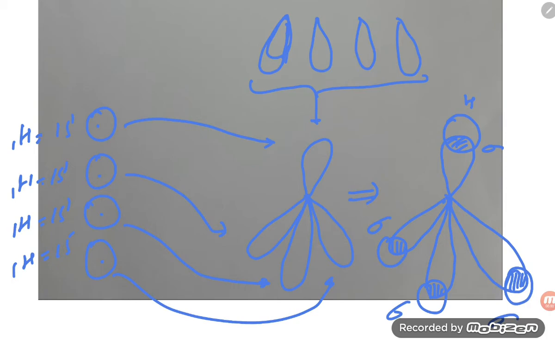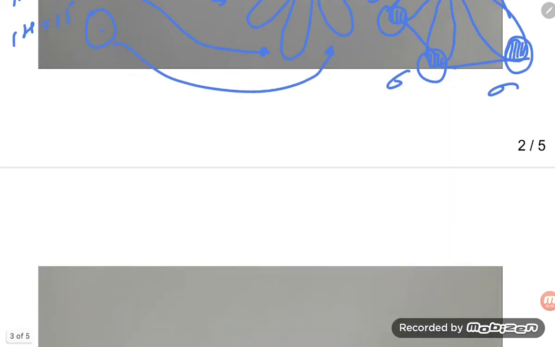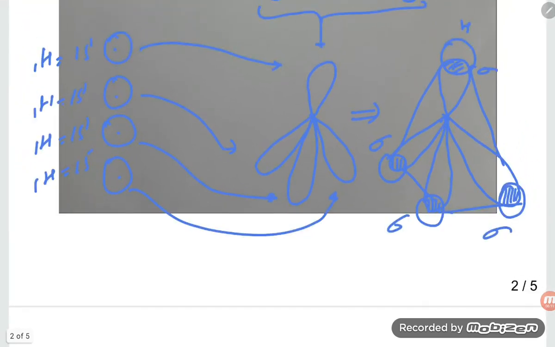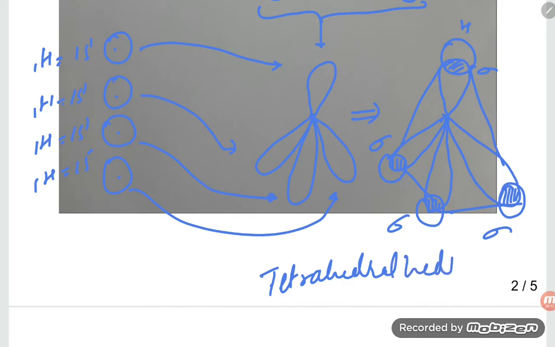So this structure, student, what is it forming? This is forming the tetrahedral structure of methane, CH4. Tetrahedral structure of the CH4 molecule, right? Now, student, what other things can we do?